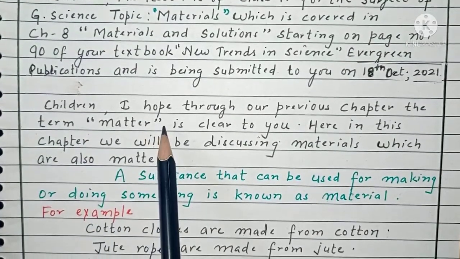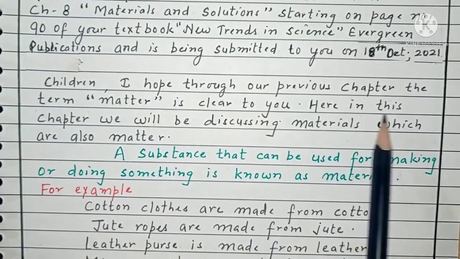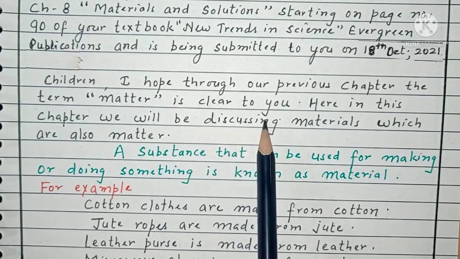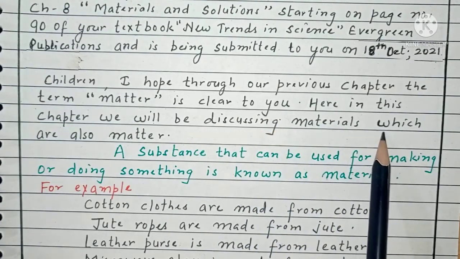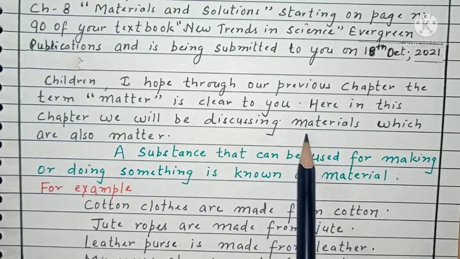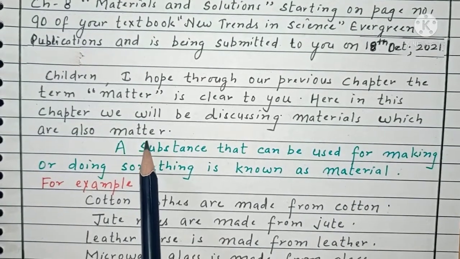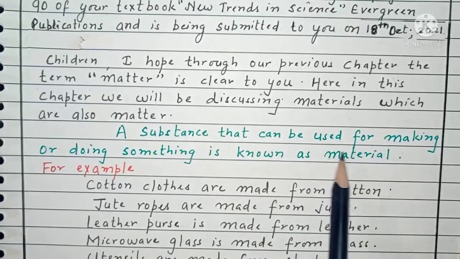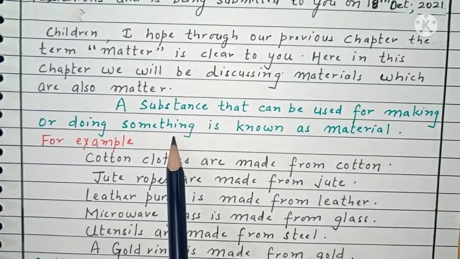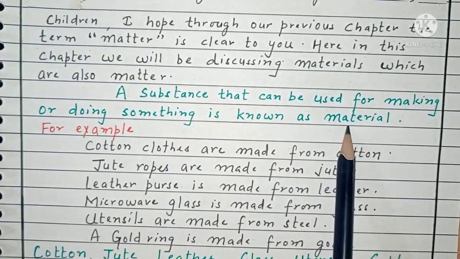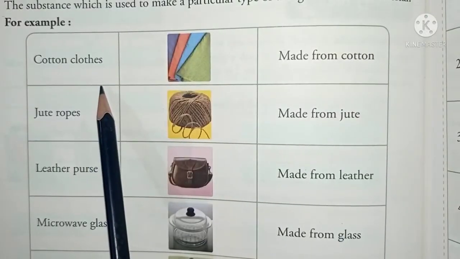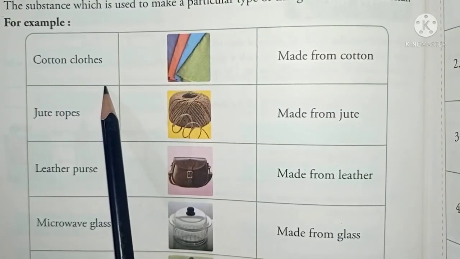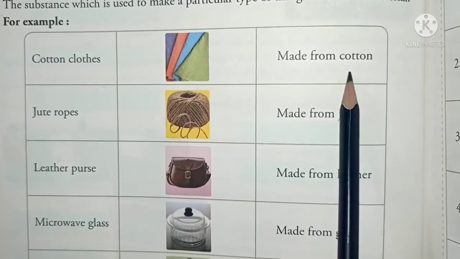Children, I hope through our previous chapter the term matter is clear to you. And here in this chapter we'll be discussing materials which are also matter. A substance that can be used for making or doing something is known as material. For example, cotton clothes are made from cotton.